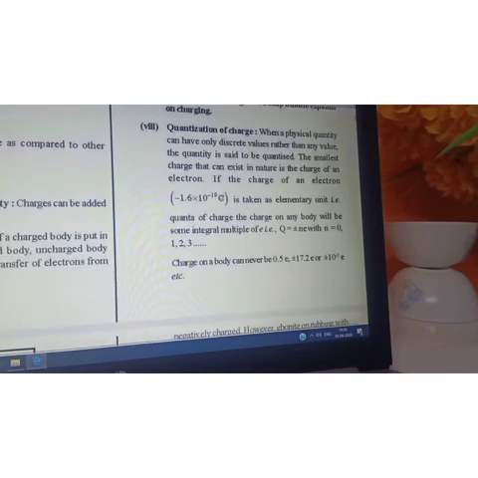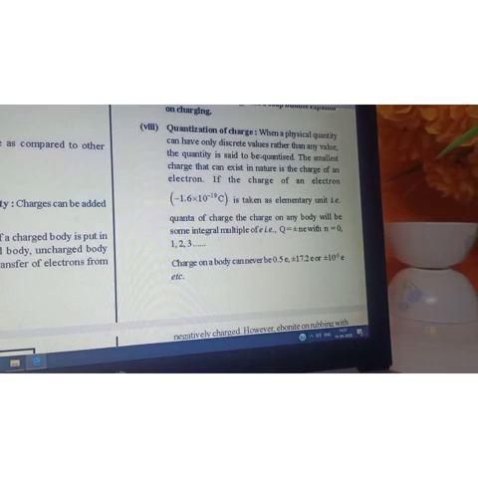The next one is a very important property of charge: quantization of charge. A physical quantity can have only discrete values rather than any value. Suppose you give your father a 100 rupee note, that consists of 100 into 1 rupee. Here 1 is the quantum. So 100 rupees means 100 into 1 rupee, that is 100 times. So 1, 1, 1, and the total is 100.